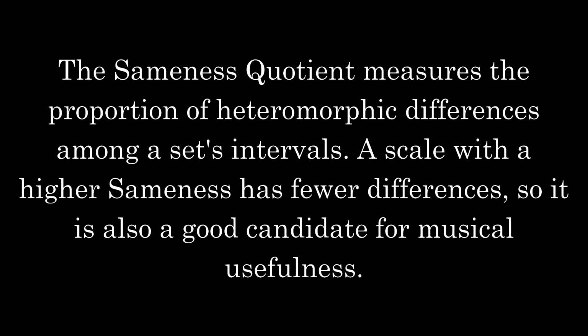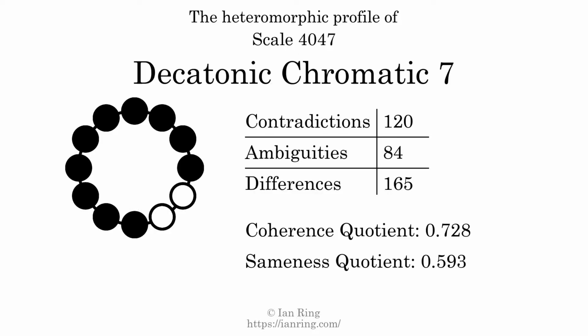The sameness quotient measures the proportion of heteromorphic differences among a set's intervals. A scale with a higher sameness has fewer differences, so it is also a good candidate for musical usefulness. The sameness quotient is 0.593.